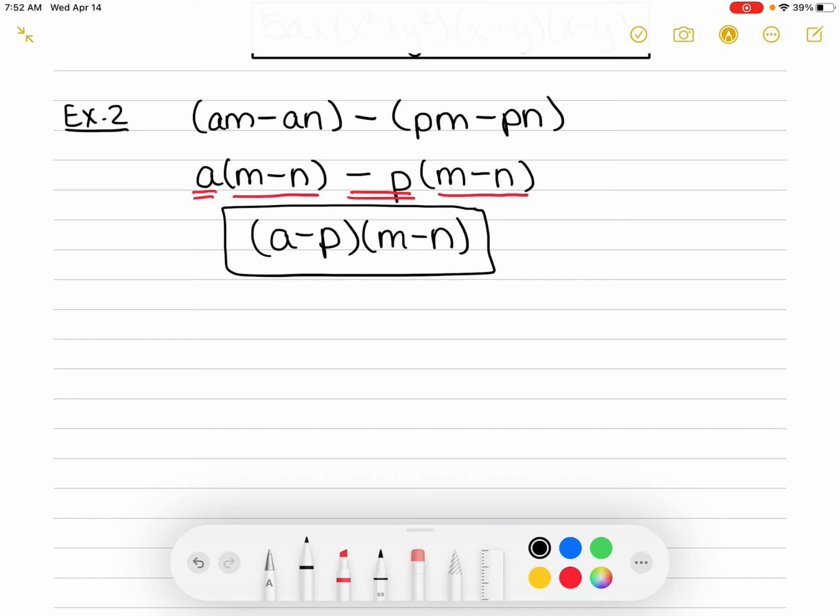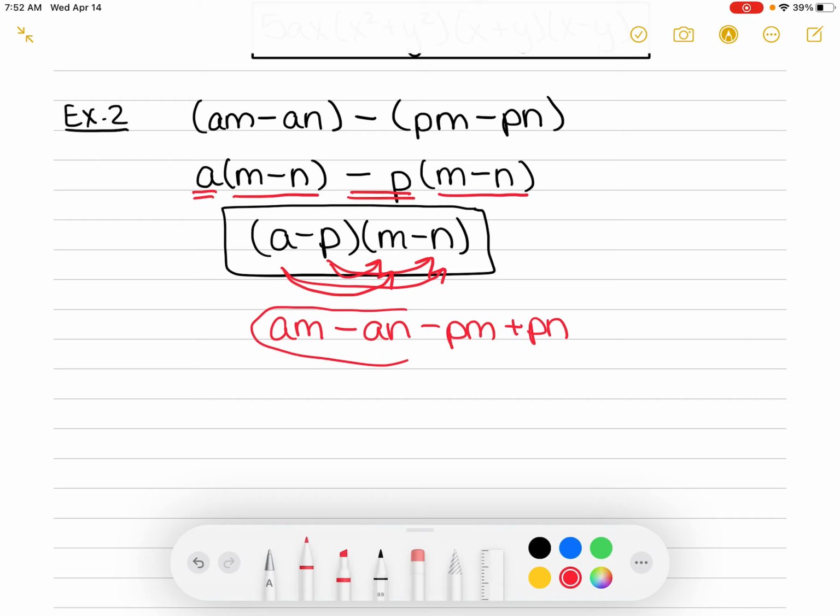Okay, and if I go back and multiply all this out, let's go ahead and check it. I have A times M and A times negative N, so that's AM minus AN. Then I have P times M, or minus PM, and P times negative N, so that's plus PN. So you can see that this part of it is the same as this part.